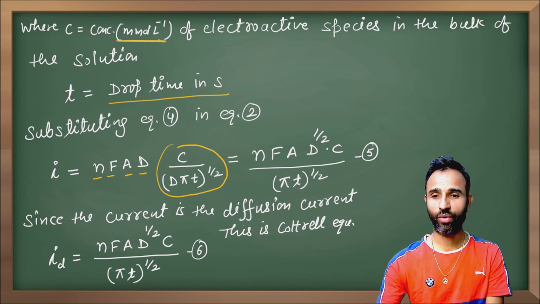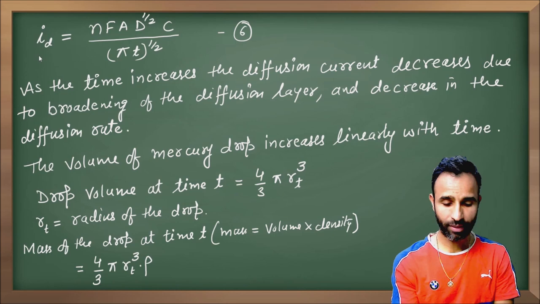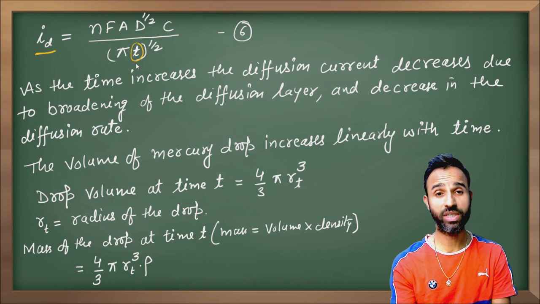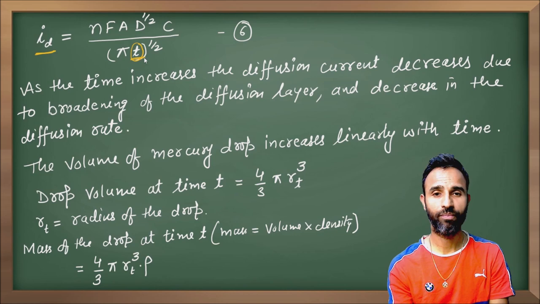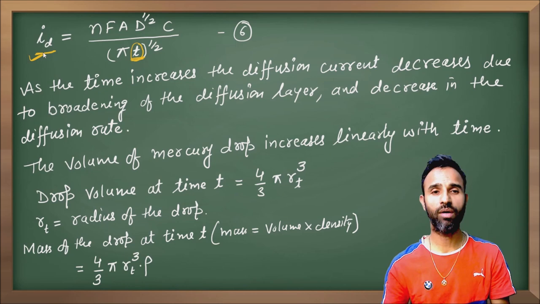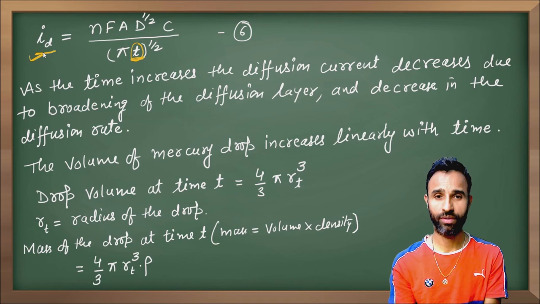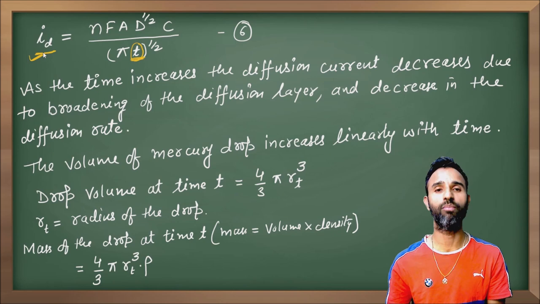Now next, the diffusion current iD: as the time increases, time is inversely proportional to diffusion current. So as the time increases, obviously diffusion current decreases because of the broadening of the diffusion layer and decrease in the diffusion rate. Because if it takes time to form the complete drop, the drop time increases, so diffusion current decreases because of broadening of the diffusion layer as well as decrease in the diffusion rate.